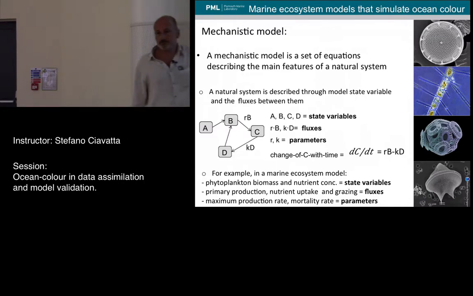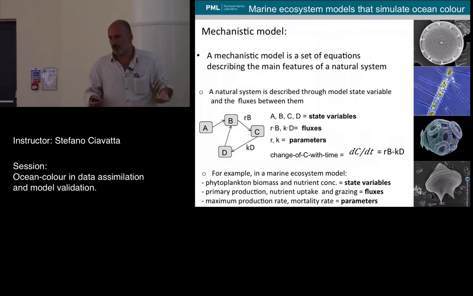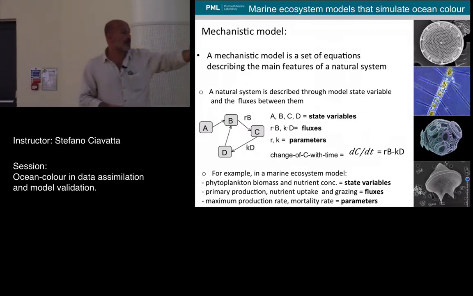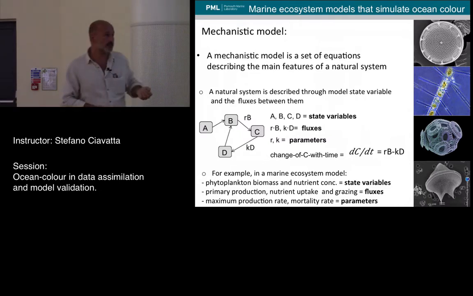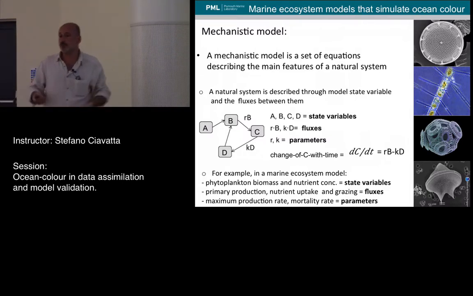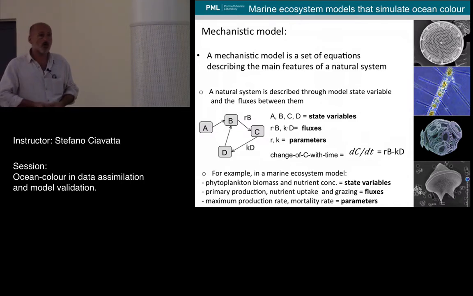And we can represent the change in time of the state variable C as a difference of the two fluxes. Just to make an example more related to this course, in a marine ecosystem model, state variables, variables that characterize the state of the ecosystem, that's why state, can be the phytoplankton biomass, as chlorophyll concentration or as carbon concentration, or nutrient concentrations. The fluxes are primary production. You heard from Shuba yesterday, what is that? And parameters of this model will be, for example, the maximum production rate of phytoplankton, or the rate of mineralization of organic matter, and stuff like that.